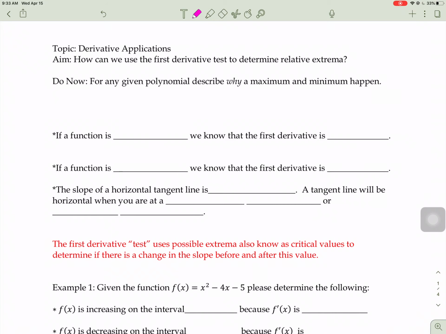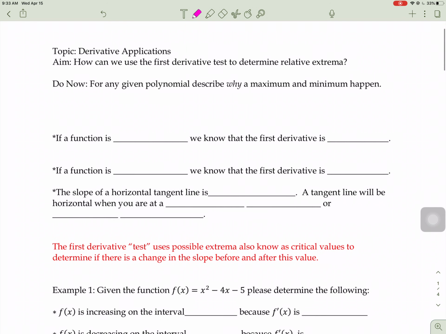All right, so we're going to start a new chapter, and it's called Derivative Application. It's how we use derivatives to help us figure things out and tell more about a polynomial. So today we're going to learn about how we use what's called the first derivative test to determine relative extrema. And when you say extrema, it just means maxes and mins. So how can we use derivatives to help us tell where there are maximums and minimums on a graph?